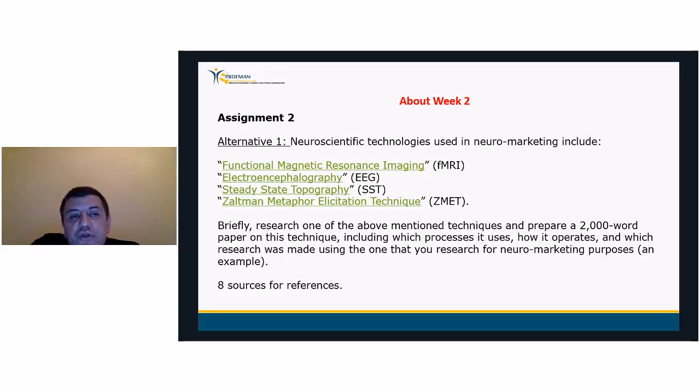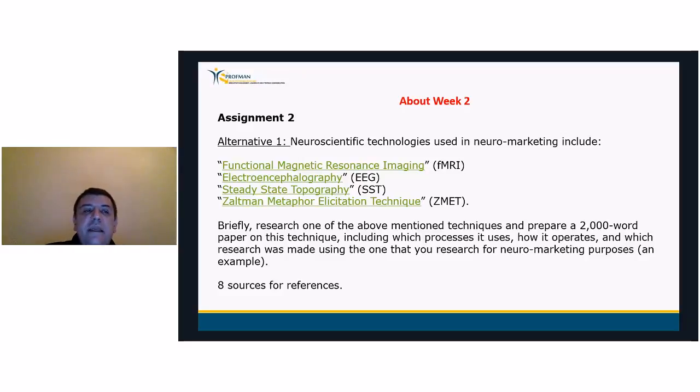I would like you to research one of the above-mentioned techniques and prepare a 2,000-word paper on this technique, including which processes it uses, how it operates, and which research was made using the one that you research for neuromarketing purposes. And you'll give an example. Please, for this alternative 1, use at least 8 resources for reference.